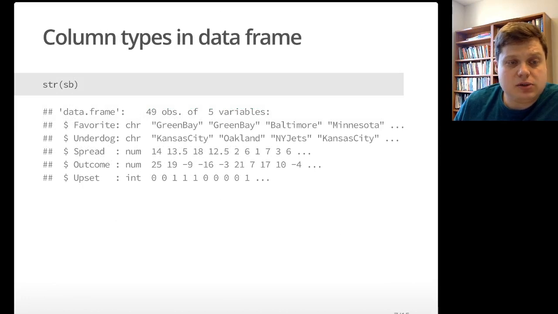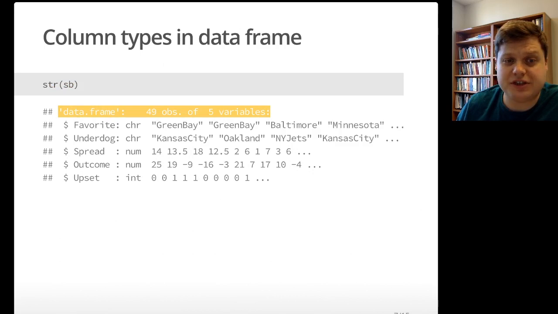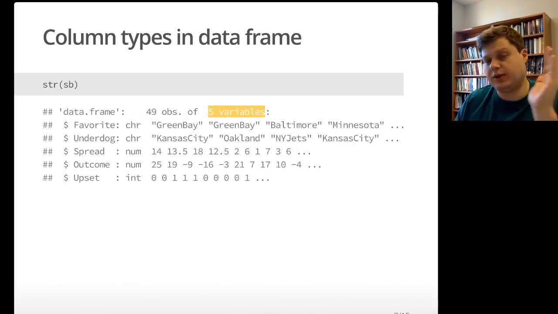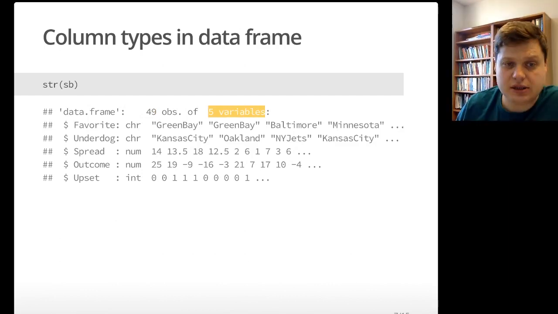Another command that's useful to look at the data frames, at the tables, is this str command. It stands for structure. Structure command tells us what type of columns we have in the data set. So if you apply this command to our Super Bowl data set, you'll see that the first line will tell us how many observations we have, and each row in the table is an observation. And we have 5 variables, meaning that we have 5 columns in the data set.